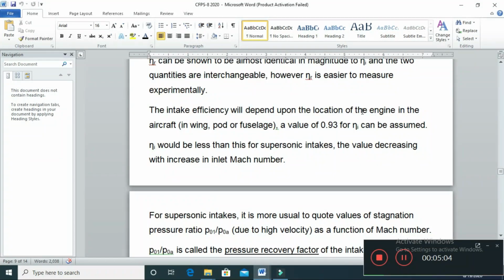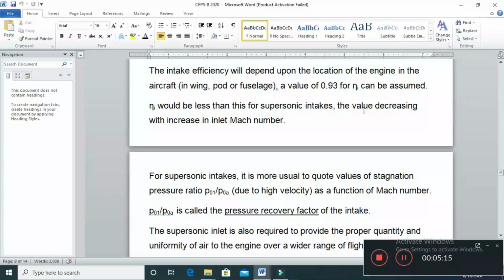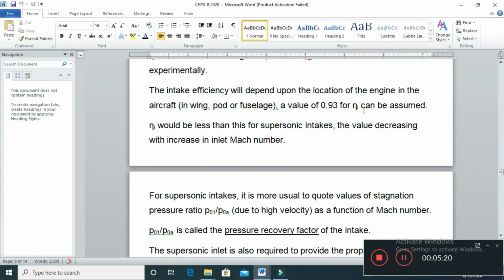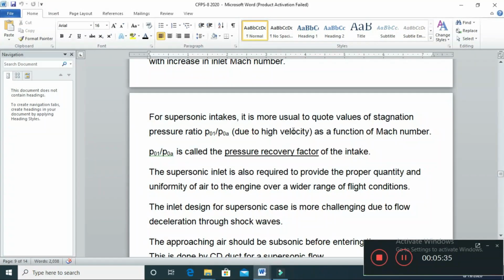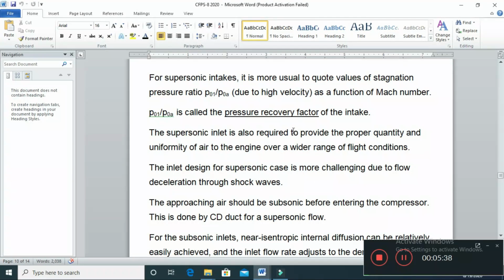A typical value of intake efficiency is around 0.93. The intake efficiency can also depend on the location of the engine, and due to different locations the efficiency can change. The intake efficiency will be less for the supersonic intakes. We know that for the supersonic intake there are chances of shock as the fluid enters through the intake section, or before the intake there can be shocks which can result in pressure decrease.